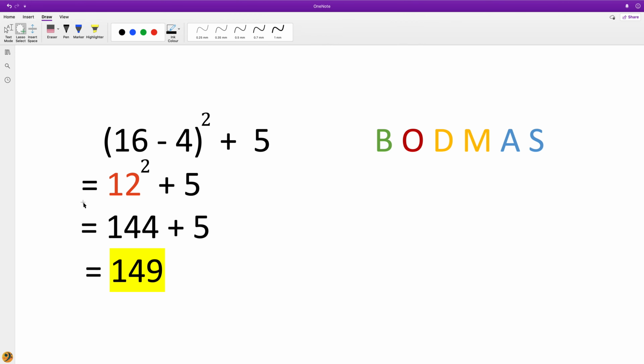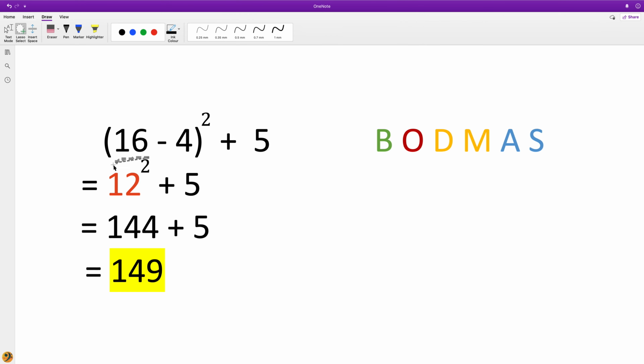So our first line of working becomes 12 squared plus 5, because we've evaluated 16 minus 4, which is 12. That number is squared, as it suggests here, and then we just write the rest of our operation here, plus 5. Now we've done the brackets, so we refer to the rule once again.